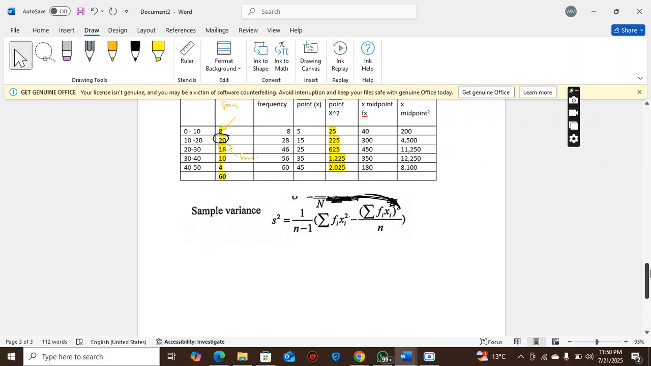Colleagues, this is how you find. Oh, this one. I shouldn't have rubbed this part out.